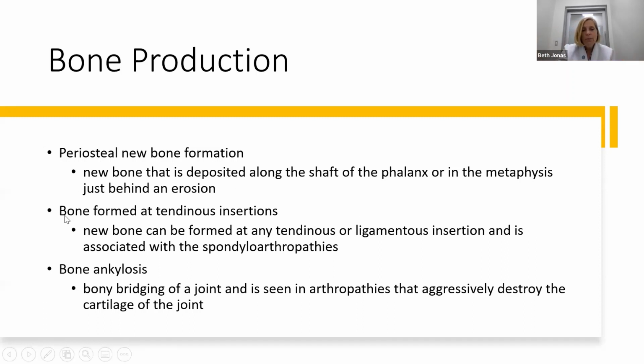You can also see bone that's formed at tendinous insertions. This is often associated with the spondyloarthropathies or an enthesopathy, or basically inflammation where tendons or ligaments insert onto bones. And then you can see bony ankylosis, which is when there are essentially bony bridges between two joints, and then that joint becomes immobile. The arthritis can be very aggressive, destroy the cartilage, and then it just becomes fused.